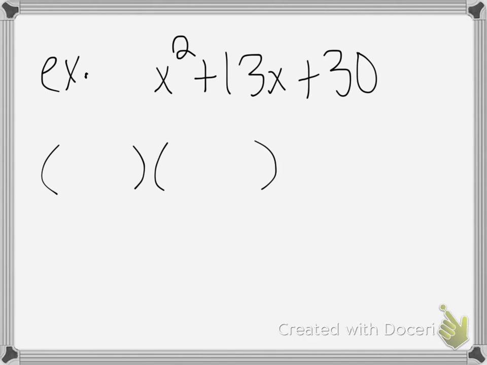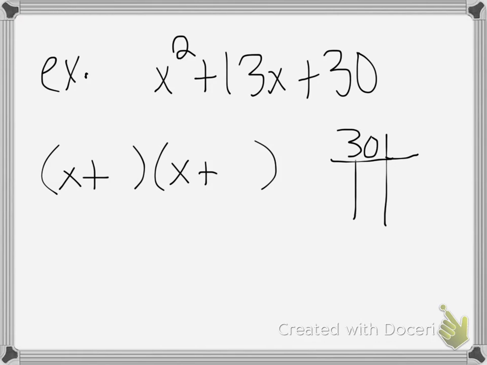What's the variable I'm using? X. And if I have a plus sign in front of my c value, does that tell me the signs are going to be the same or opposite? Same. Since they're going to be the same, this tells me what they're going to be. What are they both going to be? They're both going to be pluses. And now I can create my t-chart. What goes in this bigger space to the left on my t-chart? 30. My c value, right? And what goes in the smaller space? 13.